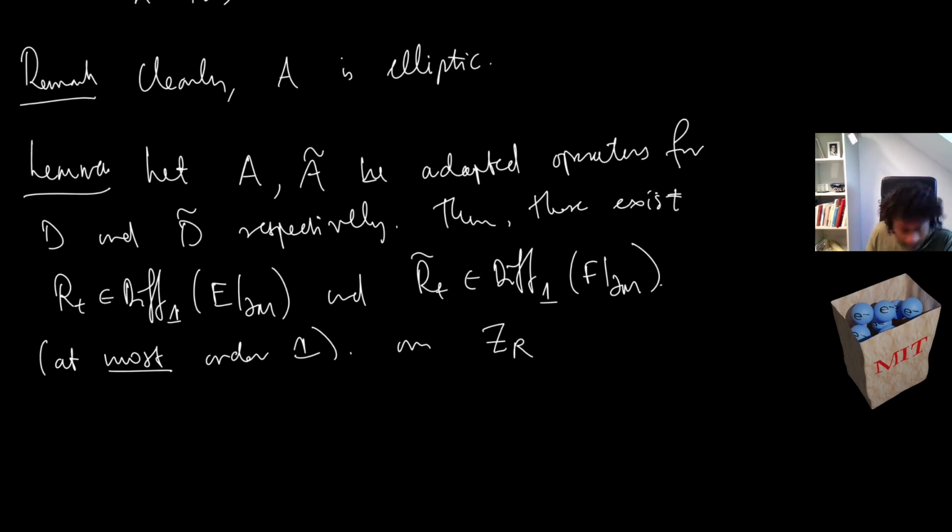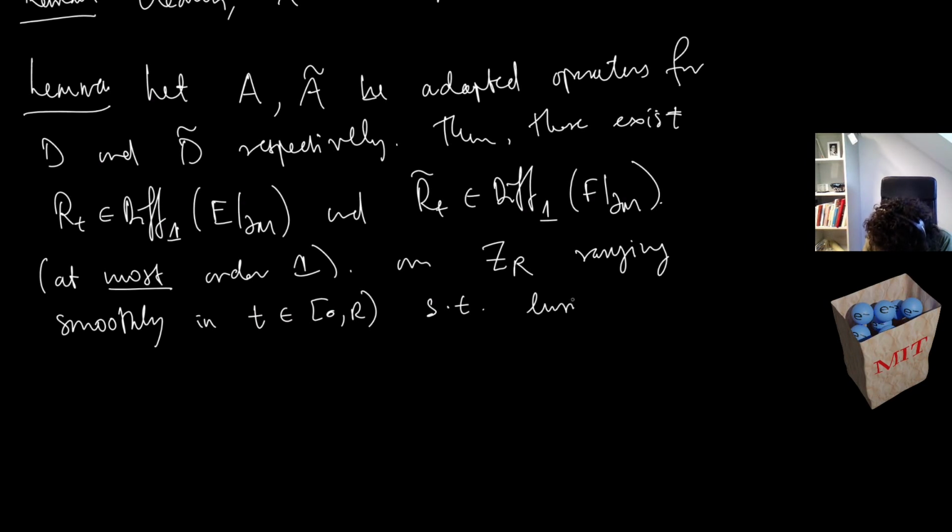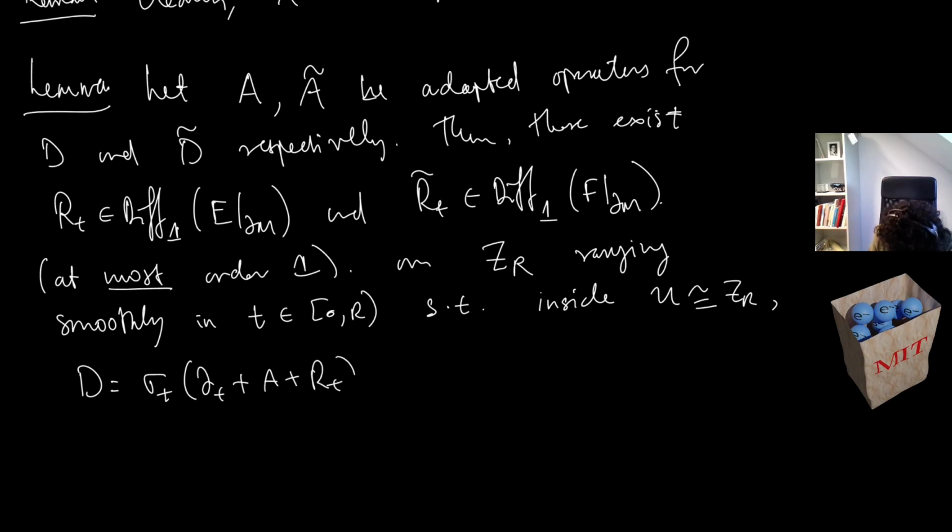On the cylinder Z_R, varying smoothly in T in the range 0 to R, such that inside U, which is equal to Z_R, D is equal to sigma_T partial_T plus A plus R_T, and D tilde is equal to sigma minus T star partial_T plus A tilde plus R_T tilde. Okay.